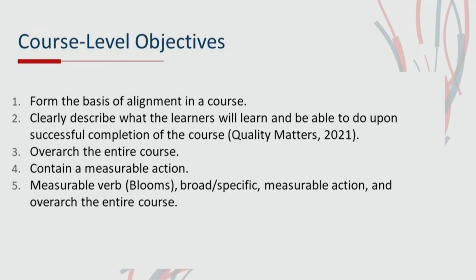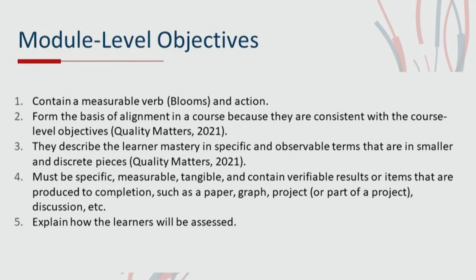So you're not going to make them as detailed as you would a module level objective. Now, your module level objectives are a little bit different. They're, of course, going to be measurable and have to have a measurable action. They form the base of alignment in your course because they are consistent, in other words, aligned with your course level objectives. They describe that mastery.